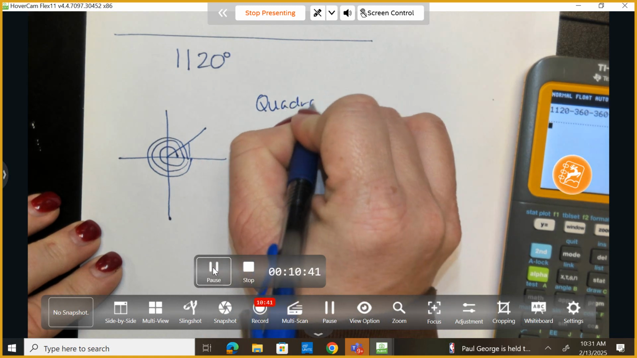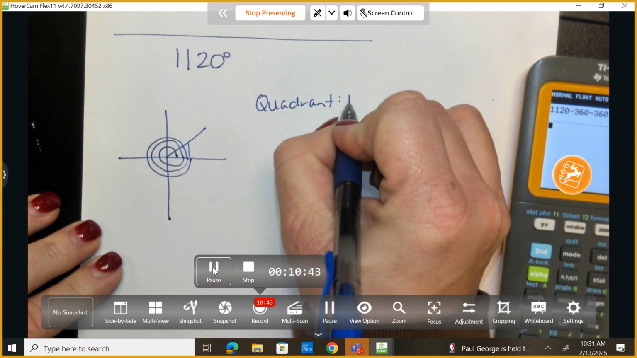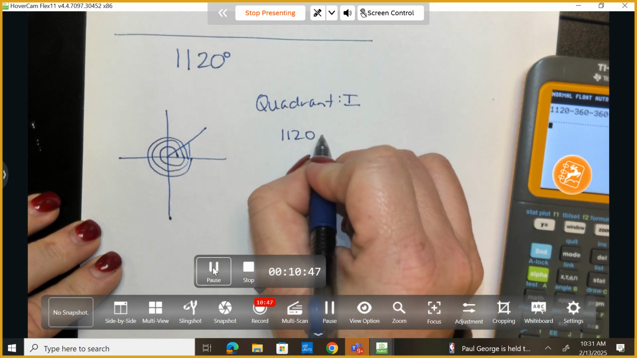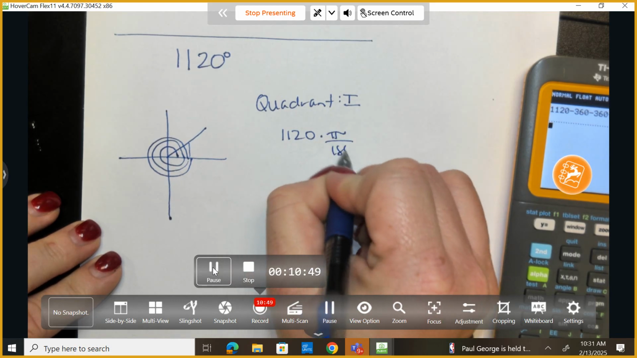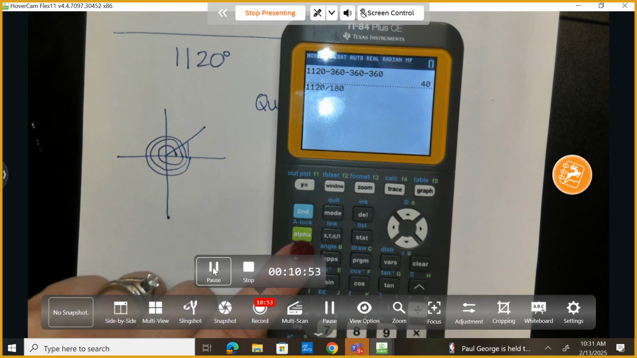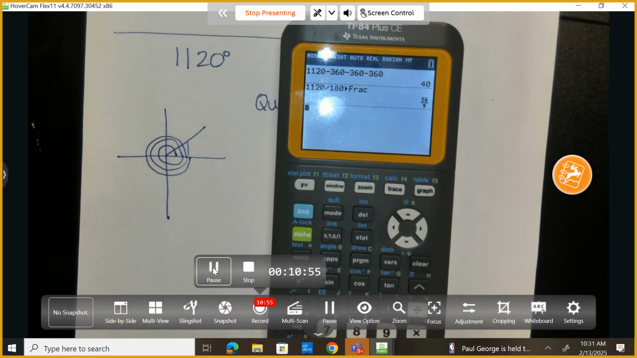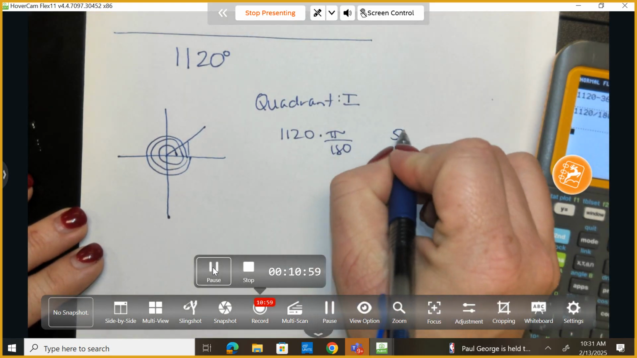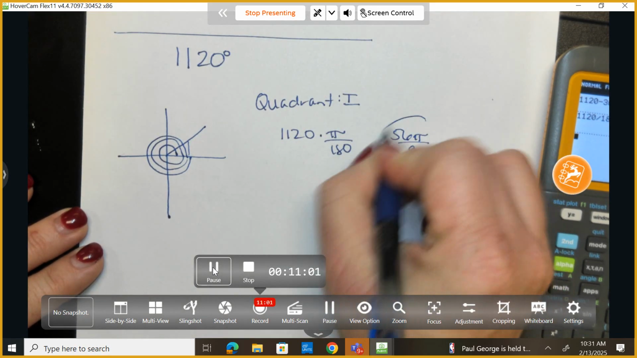3 times around, I must see that, and where am I landing? This lands in quadrant number 1, and I'm taking 1,120 times pi over 180. So 1120 divided by 180, hitting math, fraction, enter, enter, I get 56 pi divided by 9. 56 pi divided by 9.